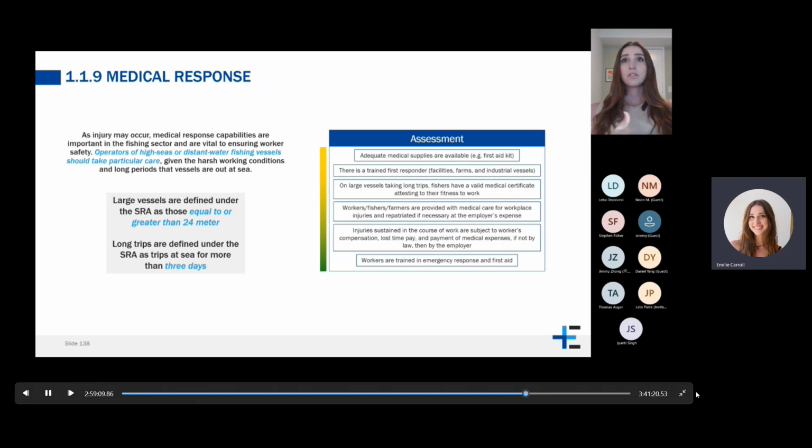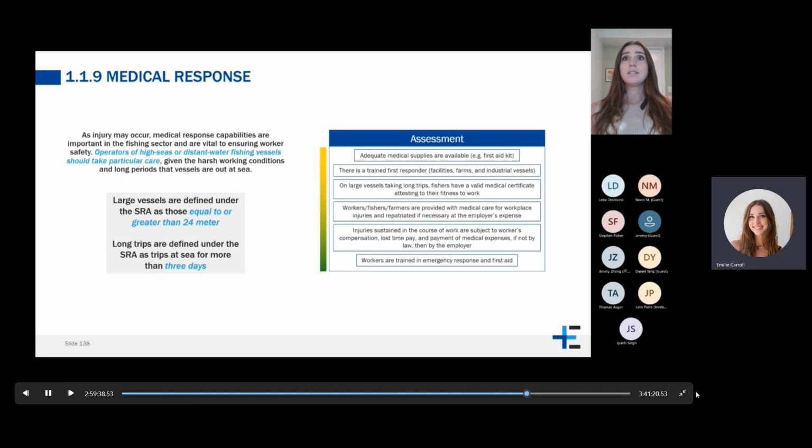And then as well in the green level, just making sure that the provision of medical care is coming at the expense of the employer, and that workers that are injured are repatriated. Migrant workers, for example, are repatriated if necessary at the employer's expense. So if they're unable to continue doing the activities that have been asked of them and they're a migrant worker, they shouldn't be forced to stay on the vessel. They should be repatriated after they can no longer work.